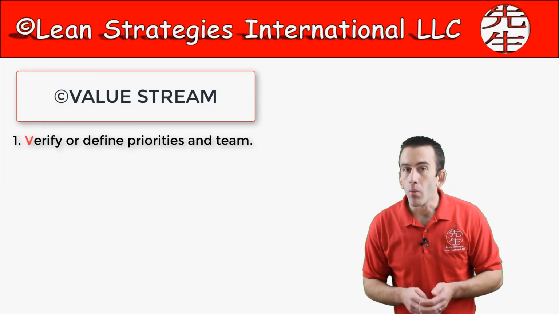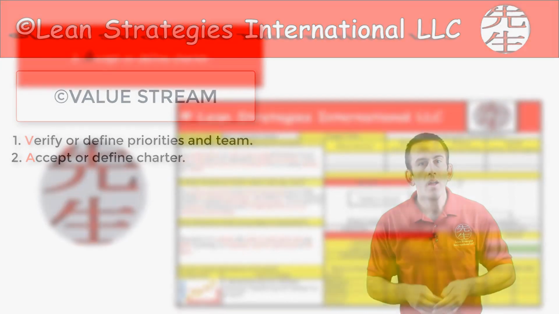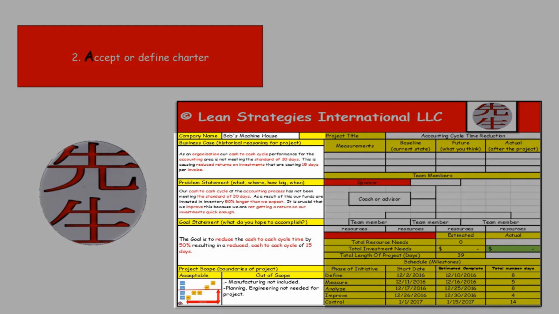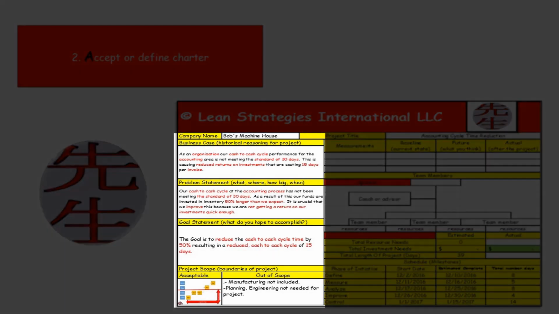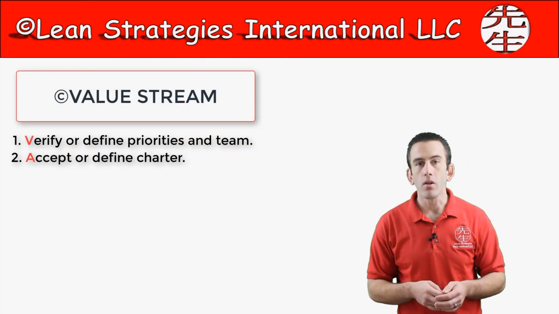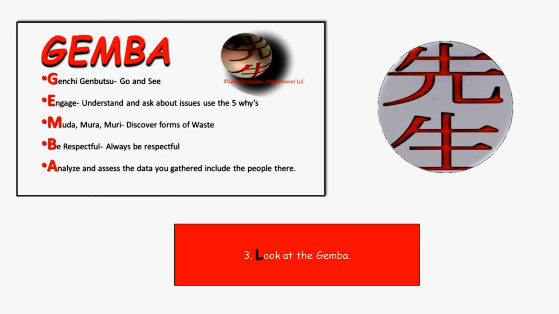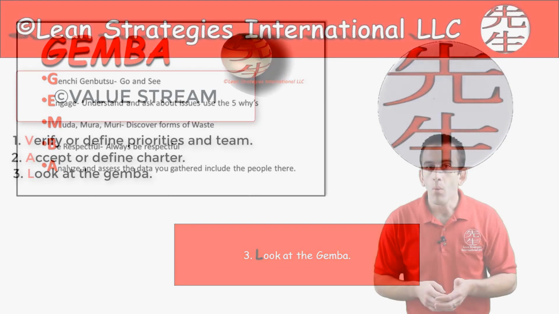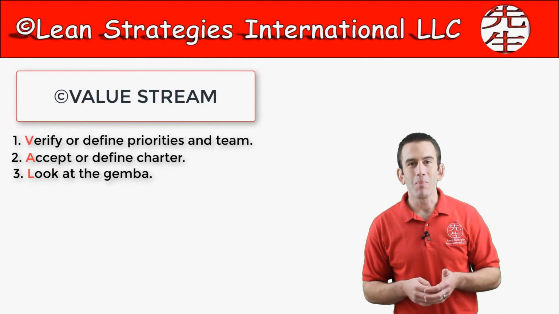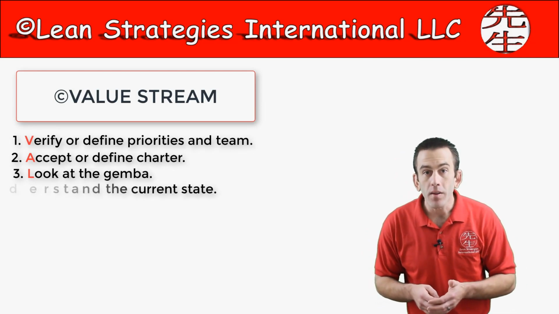After that, we are ready to accept or define a project charter. The charter will help everyone understand the problem, objectives, and the project scope. With a charter established, we are ready to look at the Gemba. The Gemba will show us important pieces of data like cycle and process times. Once our trip to the Gemba is complete, we can then begin mapping the current state.